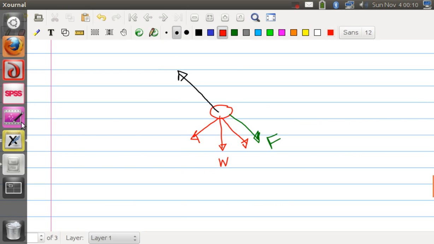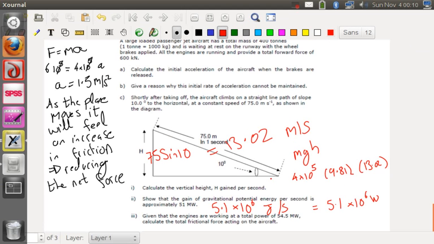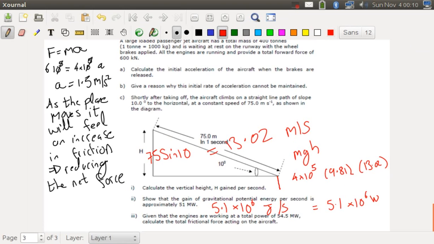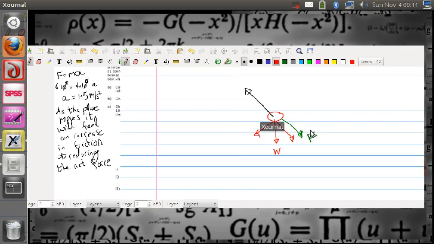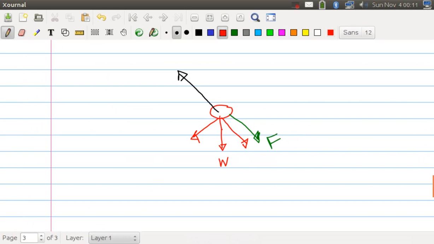We know that this angle here will be 10 degrees. We can look at the diagram to see why. If the weight is acting down here, then this can be broken up into two parts like this. If this is 10 degrees, then this is 80 degrees, and this here is 10 degrees. So the 10 is here, the 80 is here. So this one here will be the weight times cos 80. The weight is 4 times 10 to the 5 times cos 80.